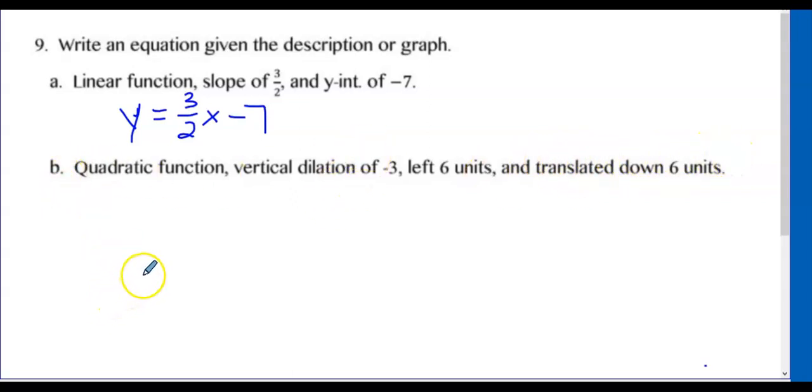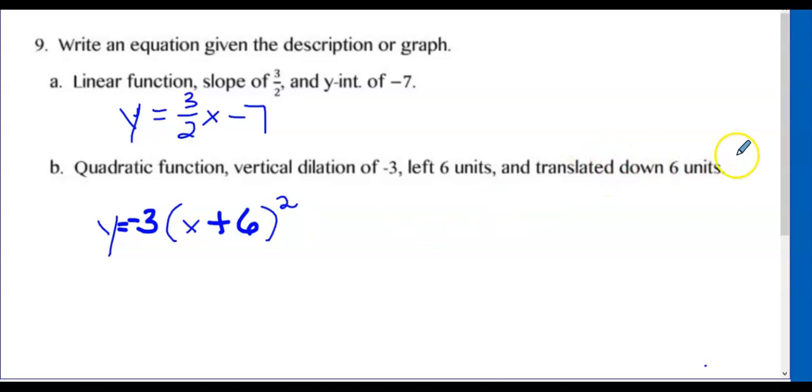So vertical dilation, so we know we're going to have parentheses and then the x in there and then the exponent. Vertical dilation is our -3. And then what else was it? Left 6, so that's +6. And down 6, and that's -6.